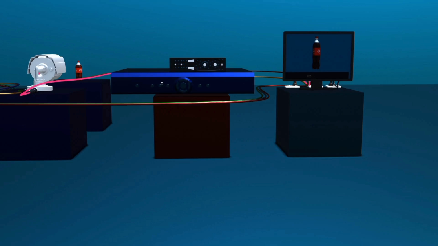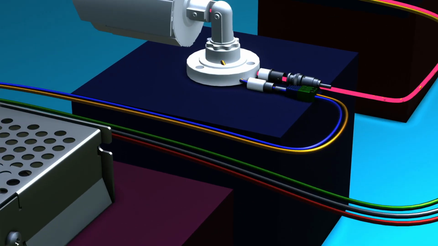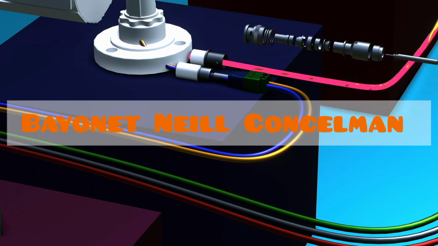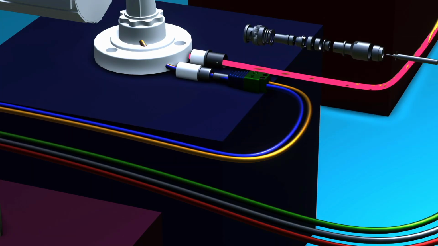One of the most common in analog systems is the BNC connector, which stands for bayonet Neil-Concelman. It is a standard twist-lock connector used to securely connect analog and HD surveillance cameras to DVRs via coaxial cables such as RG59 or RG6. The BNC connector ensures stable, high-quality video transmission with minimal signal loss in analog systems. Many modern BNC-based systems support high-definition formats up to 4K resolution.